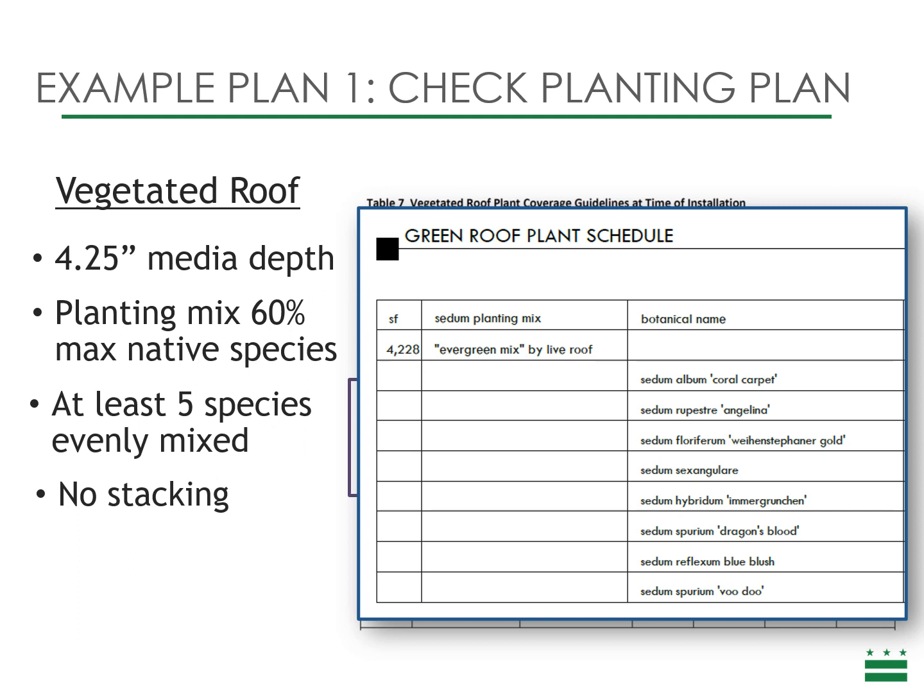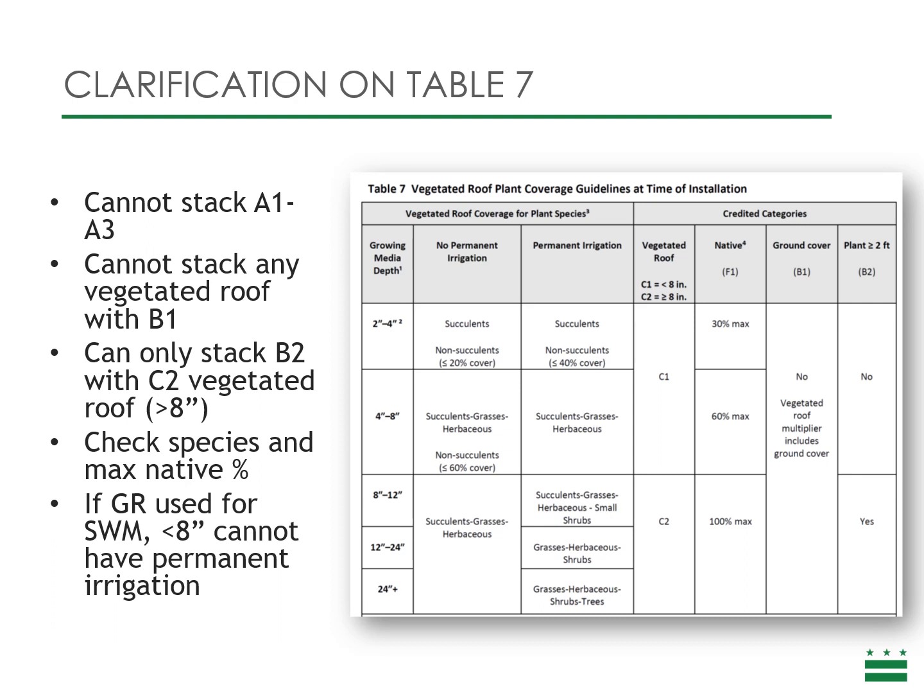So if we look at the plant schedule for that green roof example, we see that it is a mixture of a bunch of sedums, which we know are succulents and do meet the requirements for green roof plants for C1. A few more clarifications on this table. You cannot stack green roof C1 and C2 with any A1, A2, or A3 landscape area credit. You can't stack any vegetated roof with B1 because the B1 credit is already incorporated into the green roof credit.